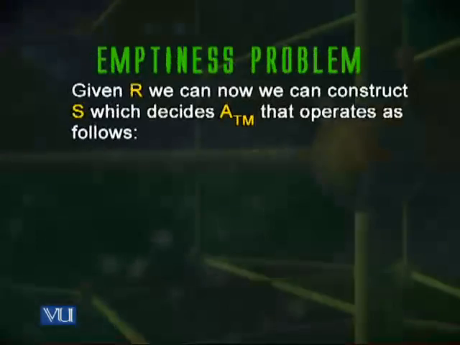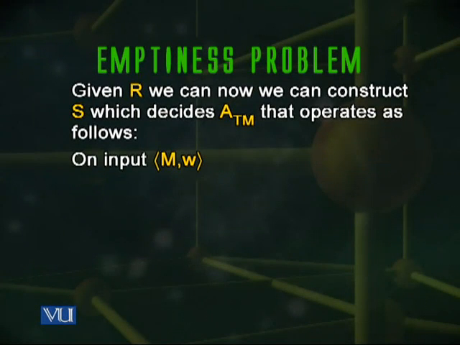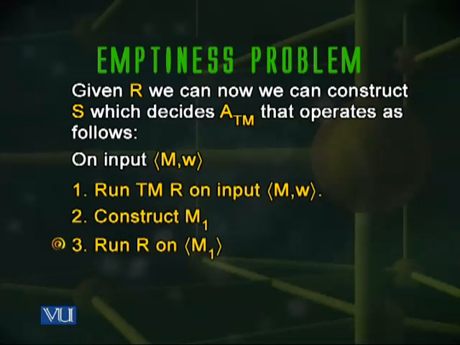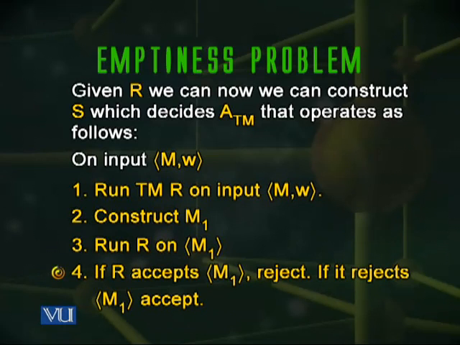And therefore, we can use R to answer this question. Let's look at a more formal solution of this problem. Now we are ready to describe our decider S. On input M, W, we use M and W to construct M1. We run R on M1. If R rejects, we accept. If R accepts, we reject. So in this case, S will accept M, W if and only if the language of M1 is non-empty. However, the language of M1 is non-empty if and only if M accepts W. Hence, the language of decider S is going to be ATM.